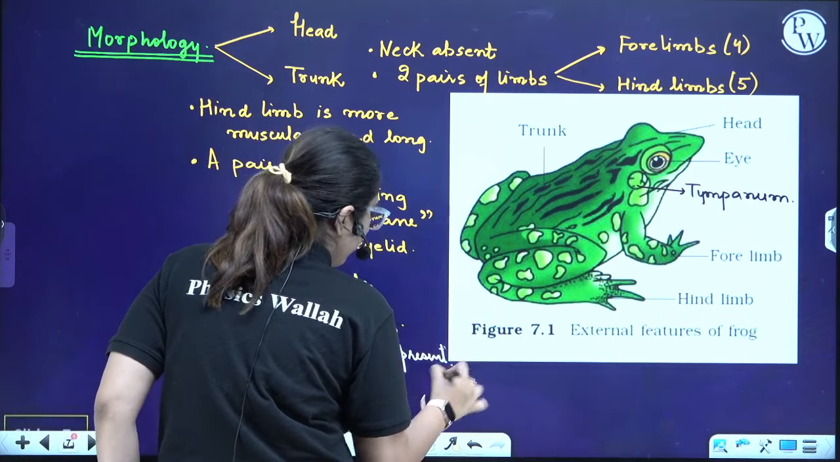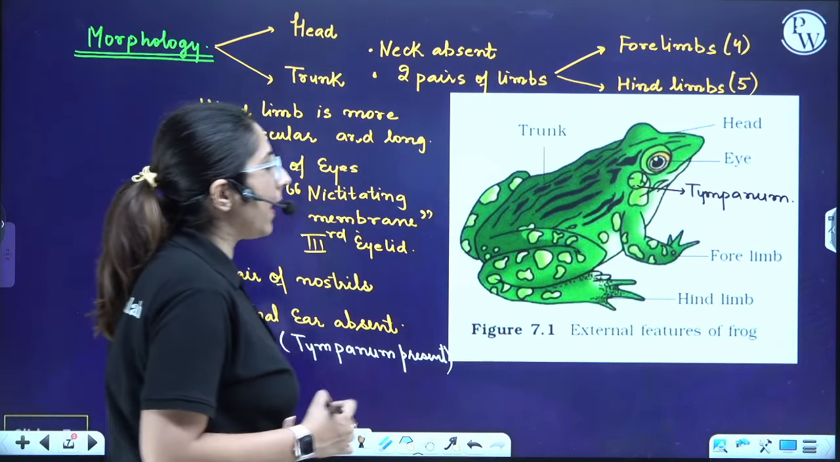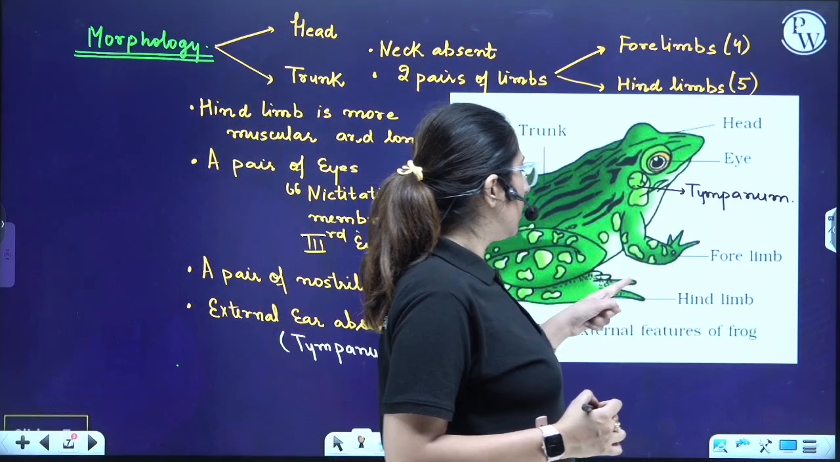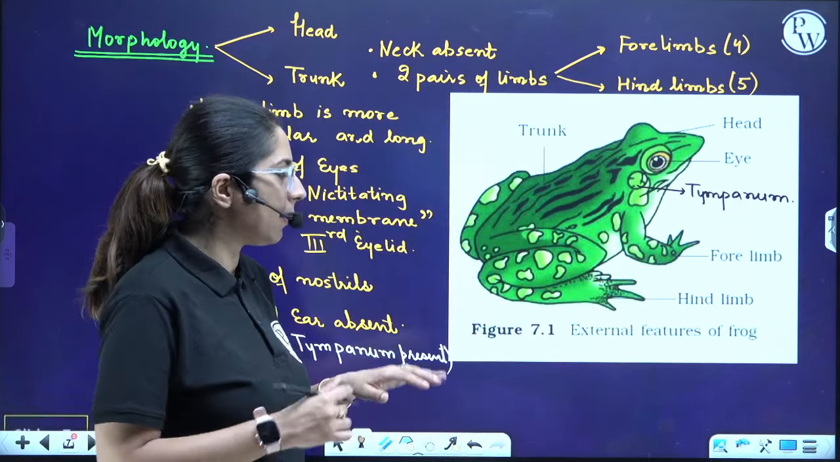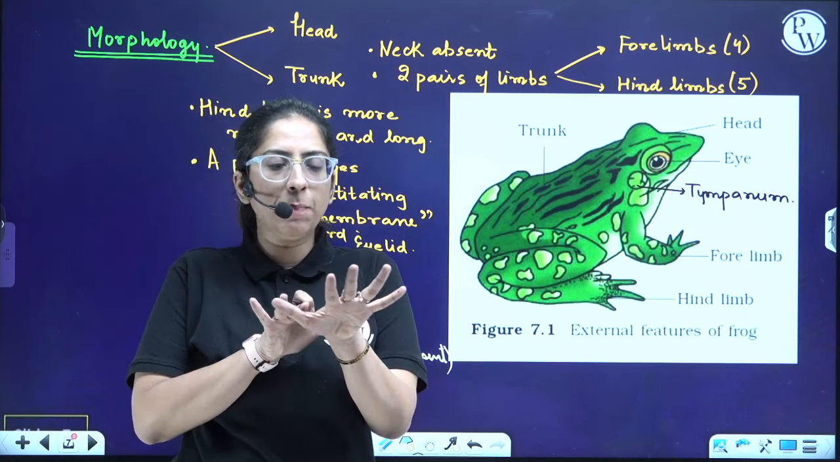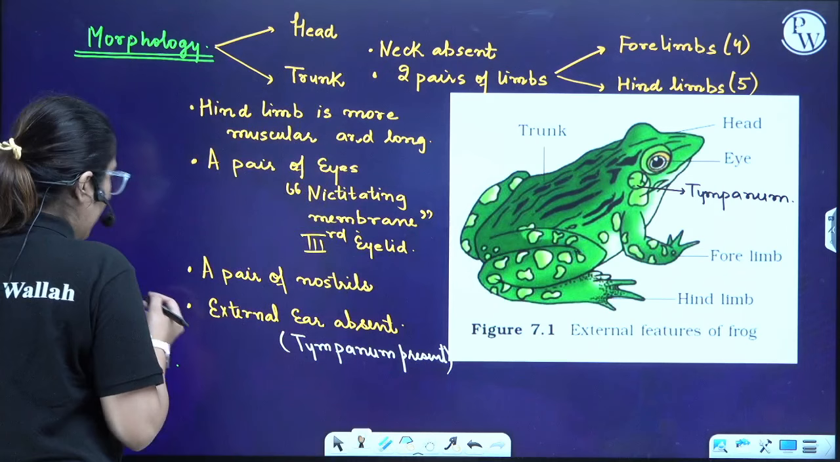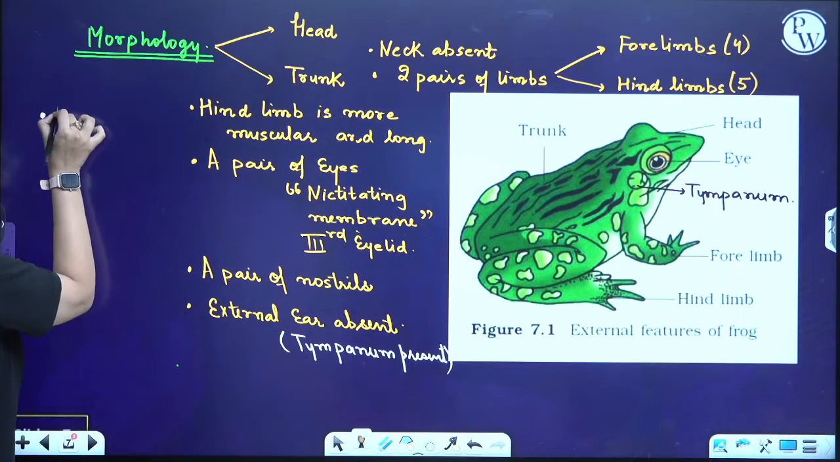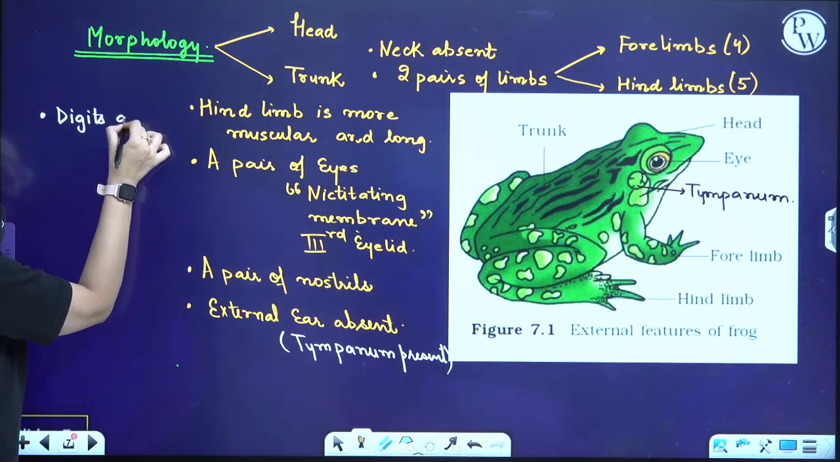Done? Clear, buddies? If you look at their limbs, they are clawed and they have skin present over here. They are webbed. So I am writing over here, the digits are webbed.